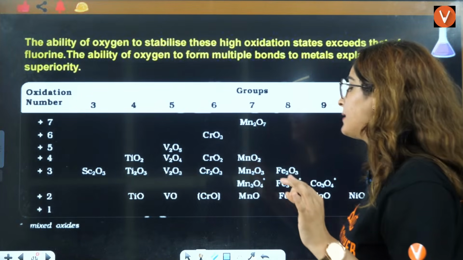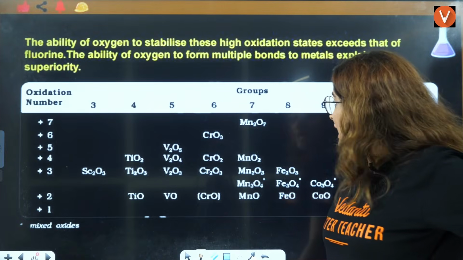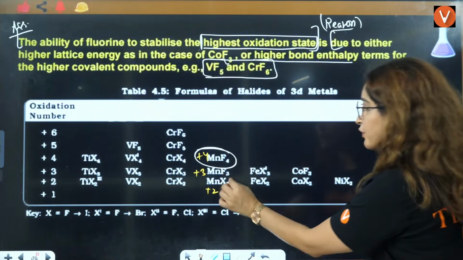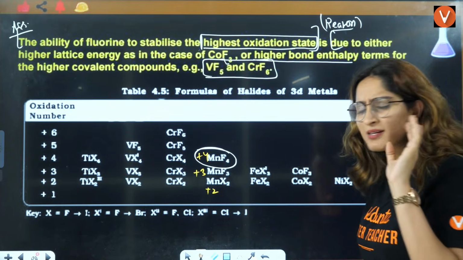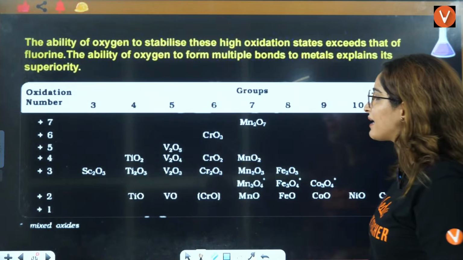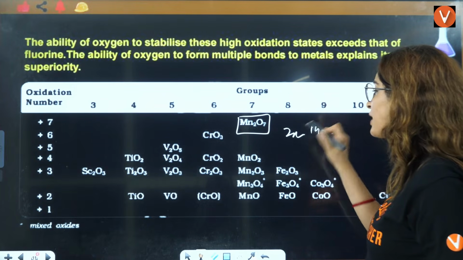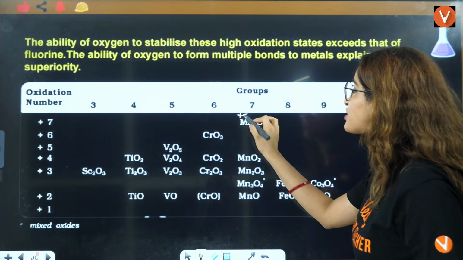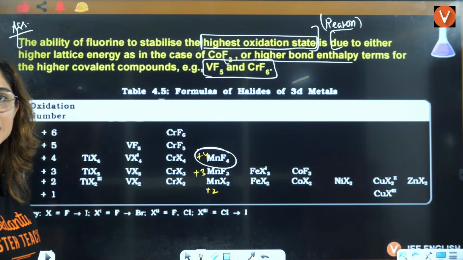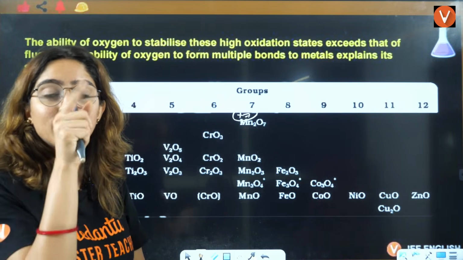Now, oxygen is showing altogether a different picture here. If you see manganese with fluorine, it was forming the +4 oxidation state at the maximum. But can you see here, manganese has 2x minus 14 equals 0? Can you see this is the +7 oxidation state? Here, manganese was not having the +7 oxidation state. But with oxygen, it is able to make a compound of +7 oxidation state.